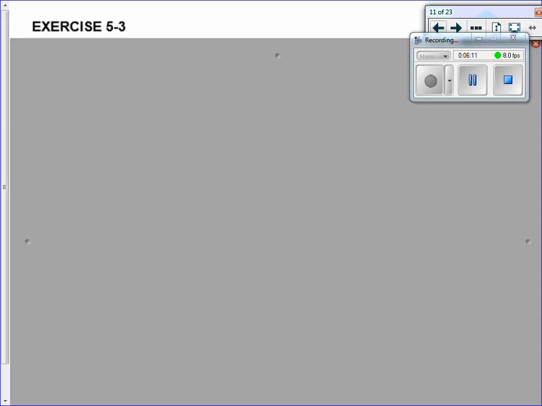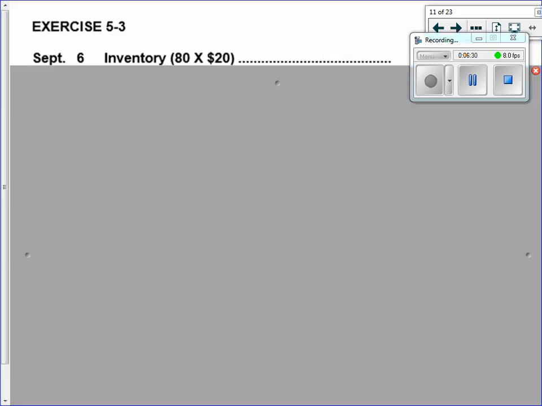Okay, so if we purchased with cash 80 calculators at $20 a piece, what did we gain when we bought calculators? Is it called the calculator account? Is it called the stuff account? Or is it called the merchandise account? No, it's called the inventory account.